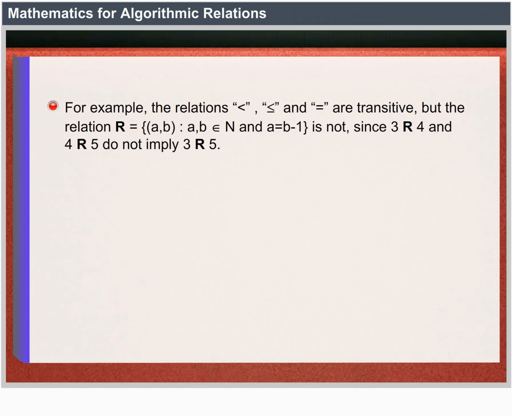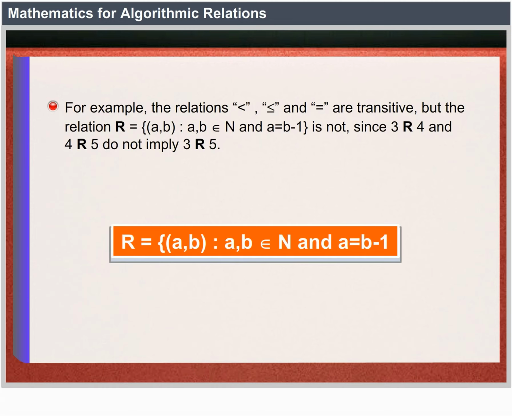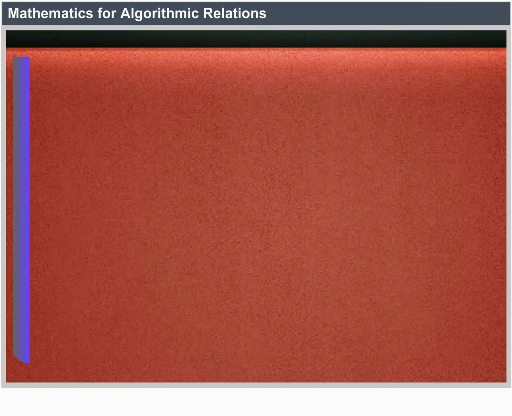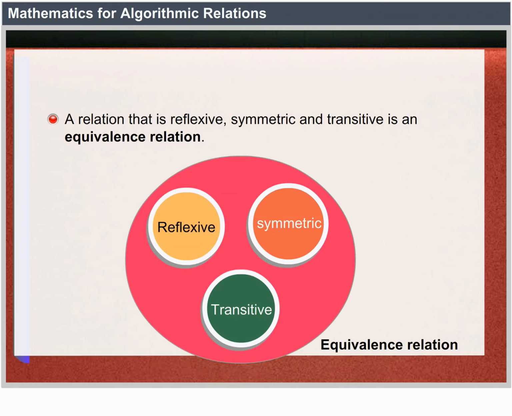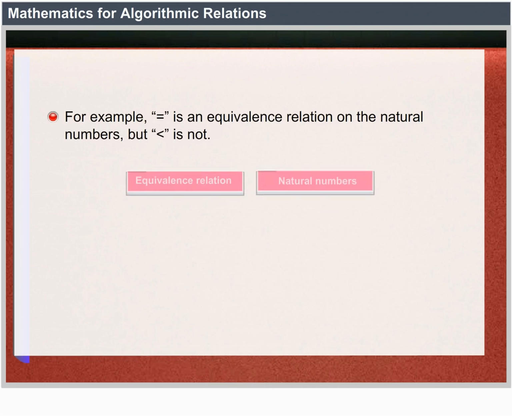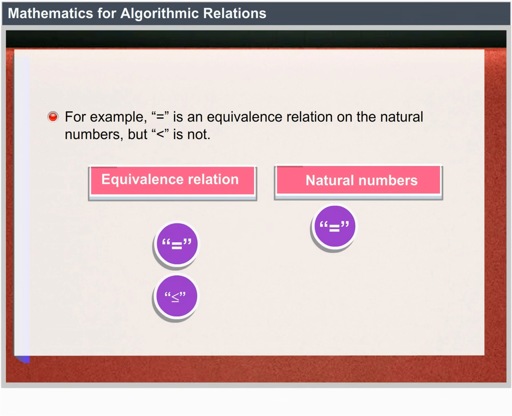For example, the relations less than or equal to and equal to are transitive, but the relation R equal to {(a, b) such that a and b belong to set N and a equals b minus 1} is not, since 3R4 and 4R5 do not imply 3R5. A relation that is reflexive, symmetric and transitive is an equivalence relation. For example, equal to is an equivalence relation on the natural numbers, but less than is not.